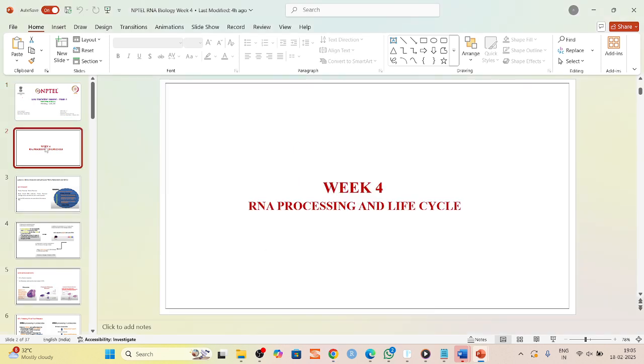So week 4 was about RNA processing and life cycle. In the last week, we studied transcription: how transcription happens in prokaryotes and how it happens in eukaryotes. So both prokaryotic and eukaryotic transcription we have covered. And we saw the main 3 steps involved in RNA transcription. The first one is initiation, second is elongation, and the third is termination.